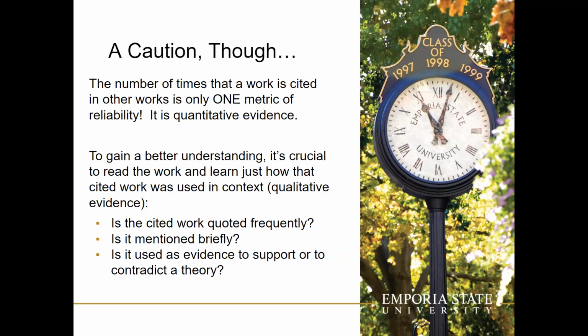So the qualitative evidence comes into play here. Is that cited work quoted frequently throughout the article or throughout the book? Or is it mentioned briefly? Or is that cited work being used as evidence to support or contradict a theory? So I really have to balance the quantitative, the actual number of times that something has been cited, against the qualitative. How was that actually used and how was that integrated within the whole of that citing article or that citing research paper? So a little bit more complex than it may seem at first glance.